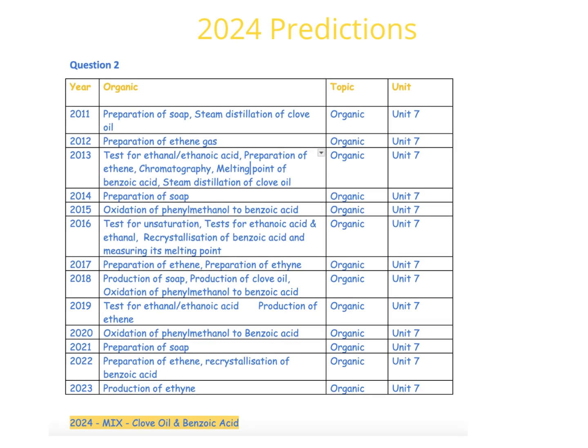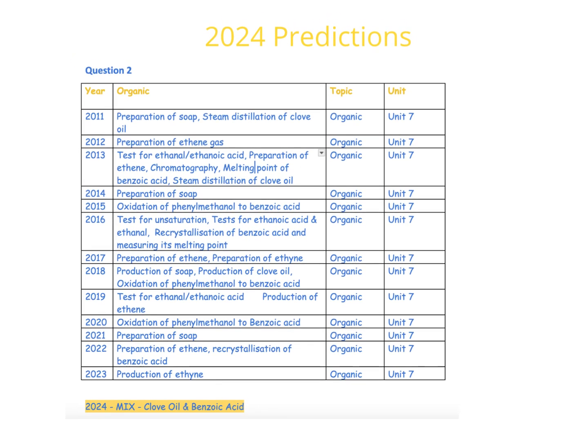And what I think is going to come up this year for organic is a mixed question. I feel like they're going to put a few of them together, like what they've been doing for question 3, splitting it. I think it is going to be a mix of your clove oil and your benzoic acid, because as you can see, in 2022 they only brought up the recrystallization of benzoic acid. Since 2020 they haven't brought up the actual oxidation of the phenol methanol to benzoic acid, so I do think that could appear.